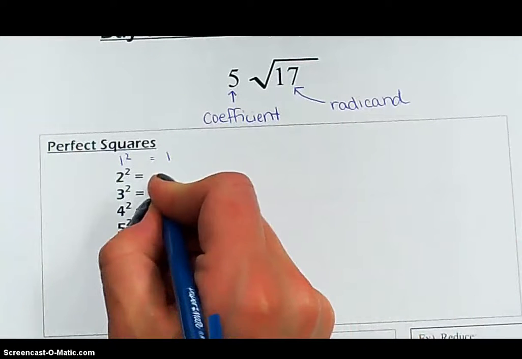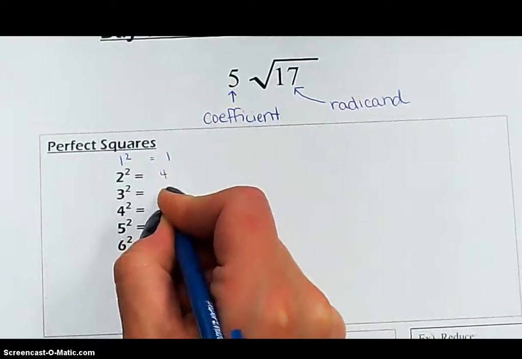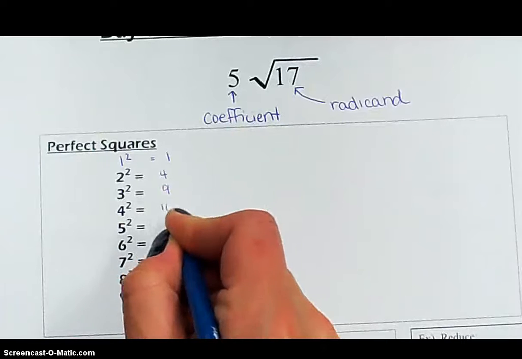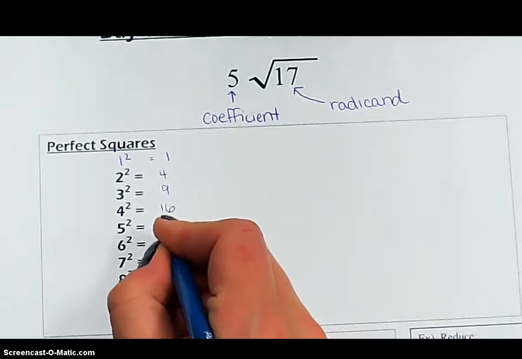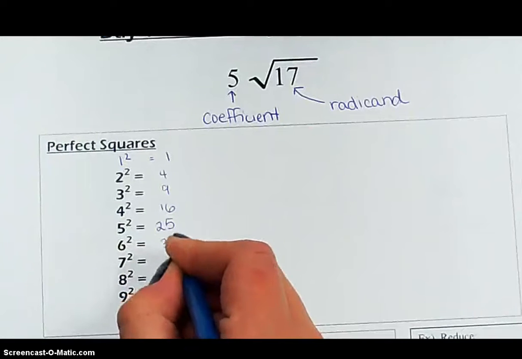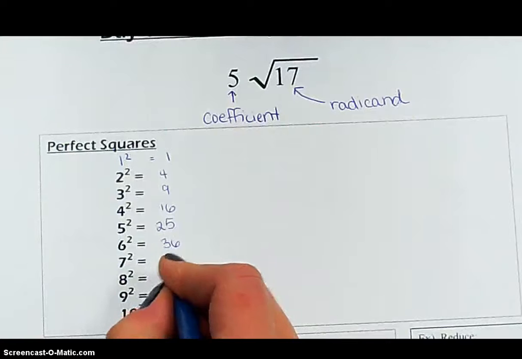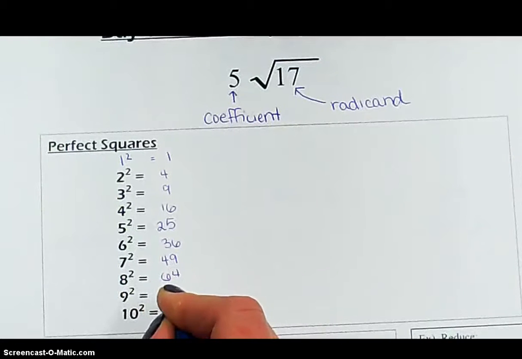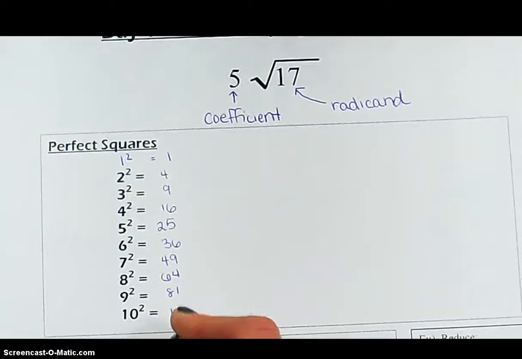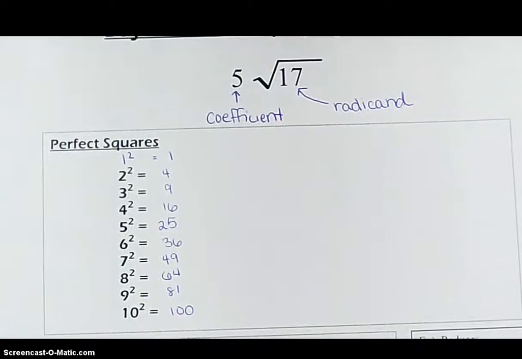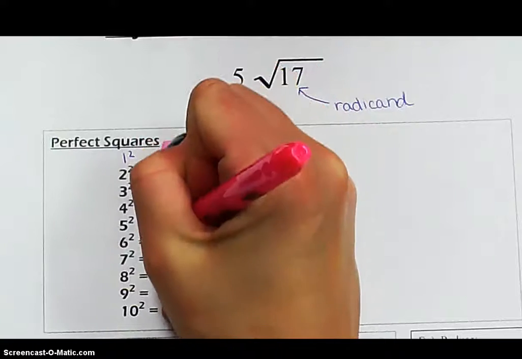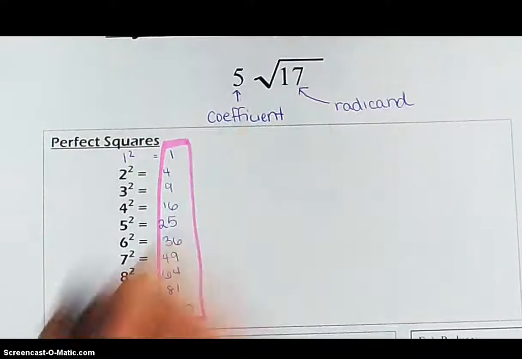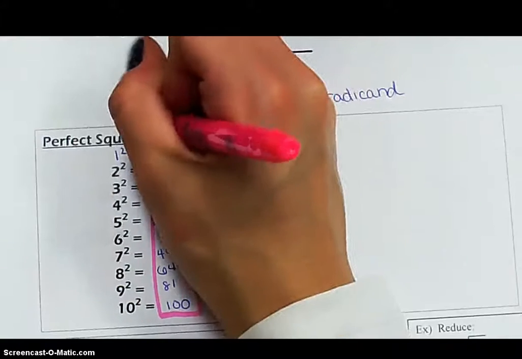2 times 2 is 4. 3 times 3 is 9. 4 times 4 is 16. 5 times 5, 25. 6 times 6 is 36. 7 times 7 is 49. 8 times 8 is 64, 9 times 9 is 81, and 10 times 10 is 100. So these numbers that we just wrote down, these are our perfect squares. So I'm going to go ahead and put a box around these. These are your perfect squares.